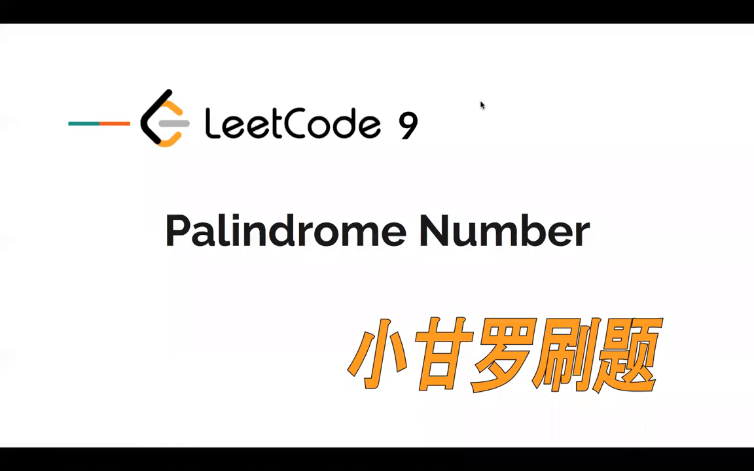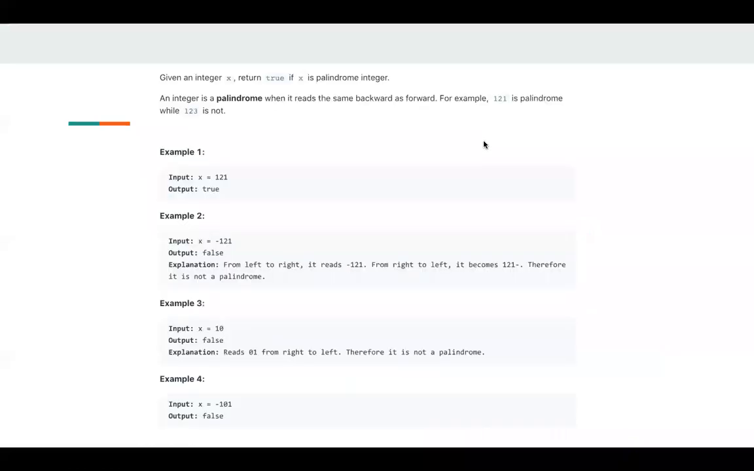Hi folks, let's solve palindrome number. So the problem is, given an integer x, return true if x is a palindrome integer. And there are 4 examples. The first example, x is 121. Of course, it's a palindrome number.